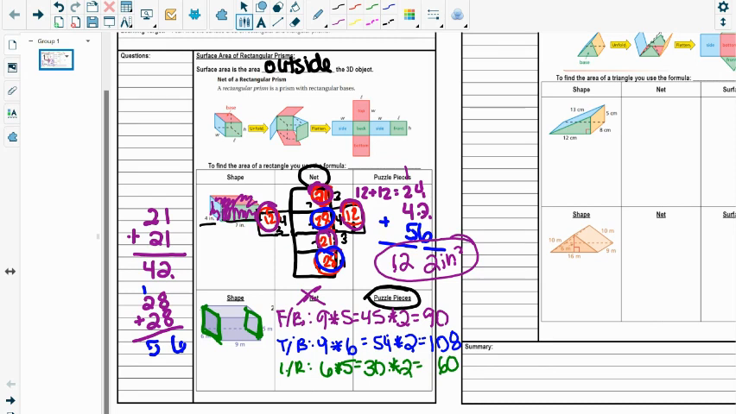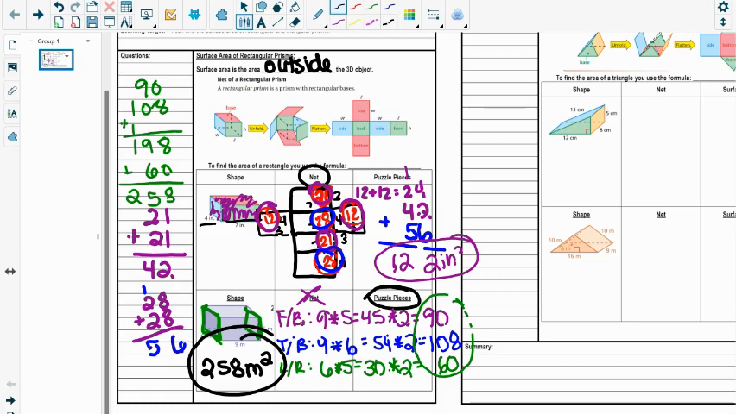Last thing I would do is then just add up these 3 numbers. So I'm going to find space on the side. 90 plus 108 would be 198 plus 60 will give me a final answer of 258 meters squared.